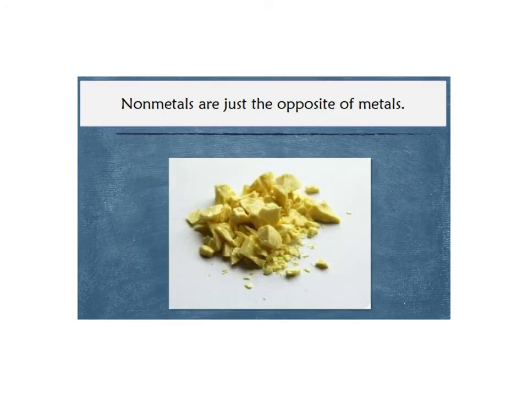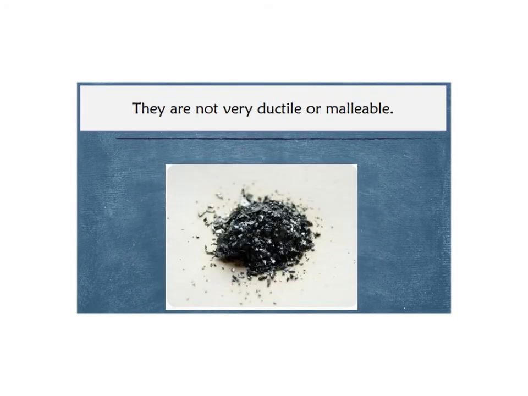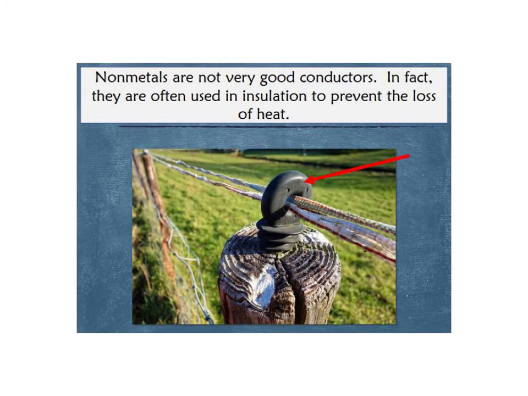Nonmetals are just the opposite of metals. They are not very ductile or malleable. So usually with nonmetals, if we try to bend them, they're going to break, and we're not going to be able to pull them into thin wires like we are with metals. Nonmetals are not very good conductors. In fact, they are often used in insulation to prevent the loss of heat.